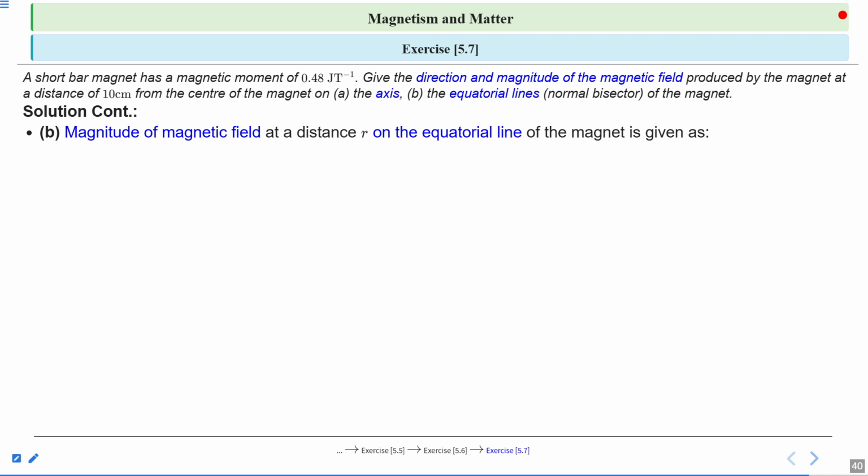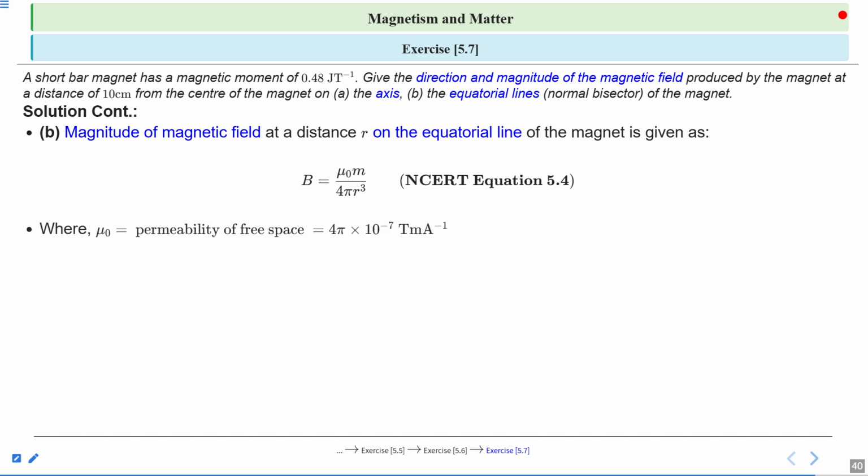Now for the equatorial line, part B: the magnitude of the magnetic field at a distance r on the equatorial line of the magnet is given as B equal to mu naught m upon 4 pi r cube, which is half of the magnetic field as compared to the axial line for the same distance r. NCERT question 5.4, where mu naught is the permeability of free space, given by 4 pi into 10 to the power minus 7 Tesla meter per ampere.